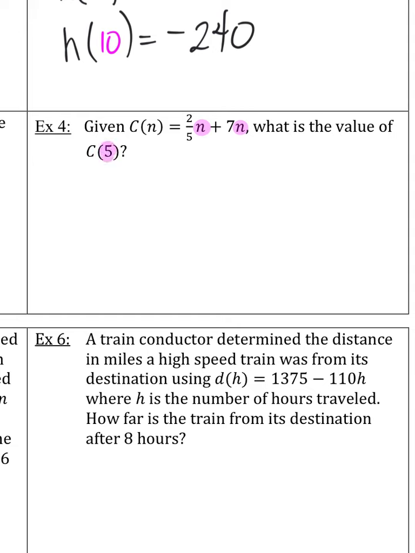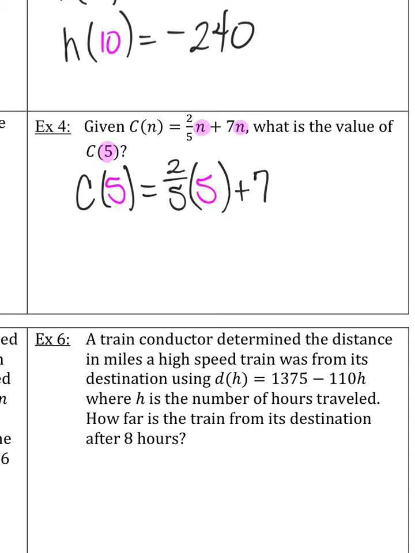Again, we are going to write it like we see it, except we're going to substitute in our 5 for our n's. So when we evaluate C of 5, we have it's equal to 2 over 5 times 5 plus 7 times 5. Close those parentheses up.